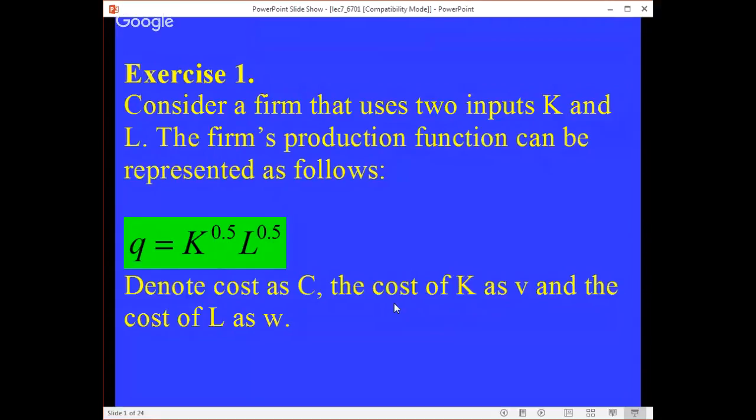So to get the constraint, we basically set it equal to 0. That means q minus K to the 0.5, L to the 0.5, right? That's our objective, we want to minimize it, and that's our constraint. We want to put that in our constraint and multiply it by the Lagrangian multiplier lambda.